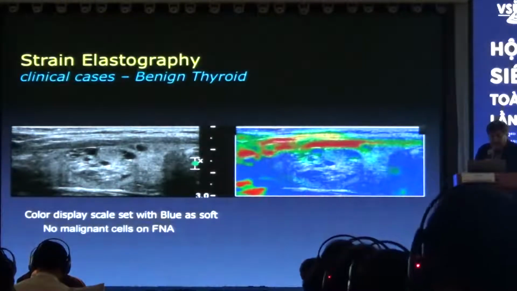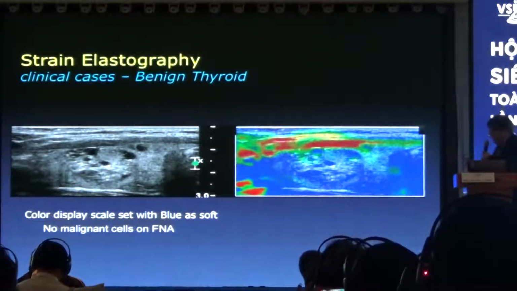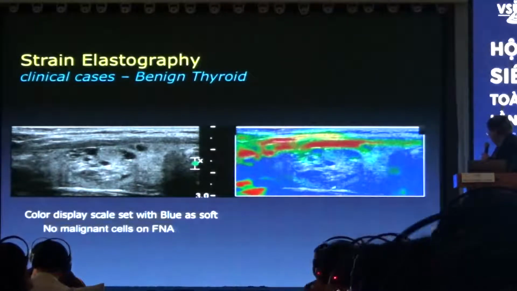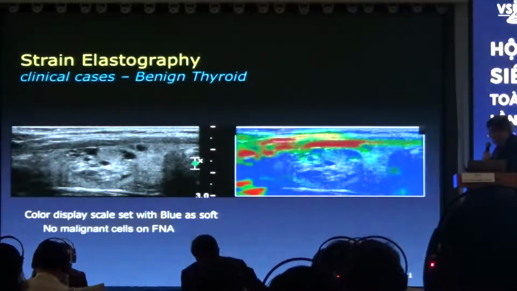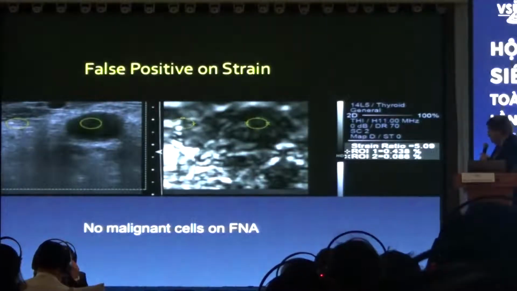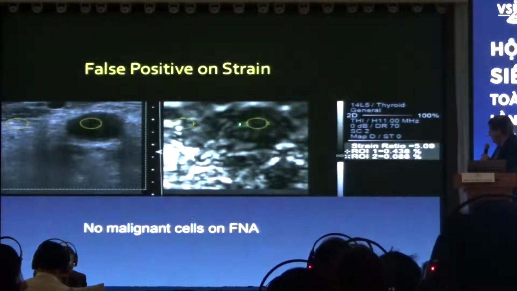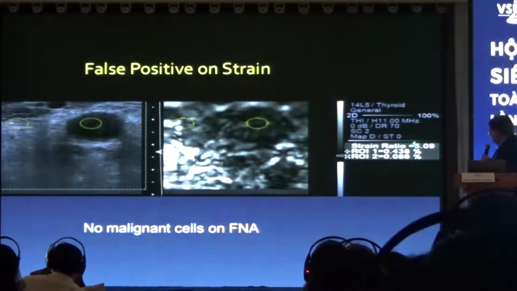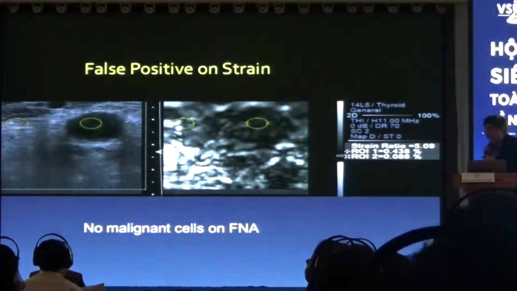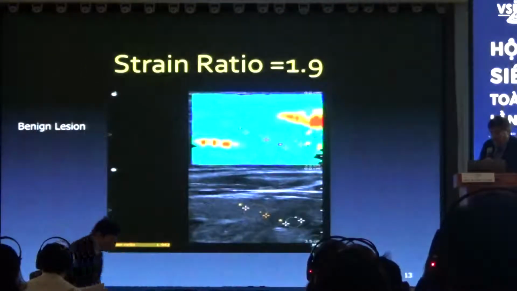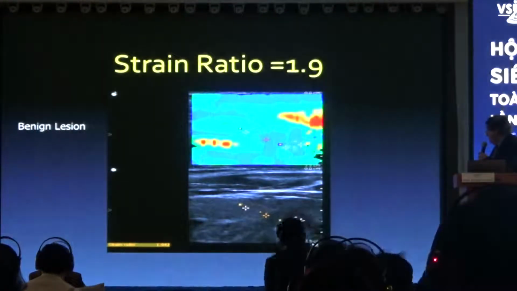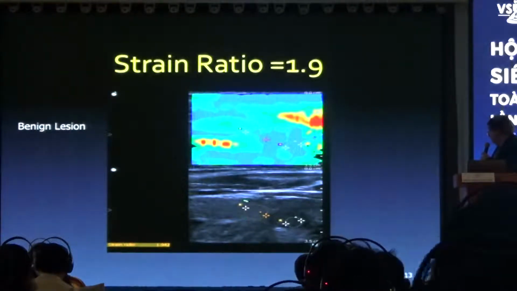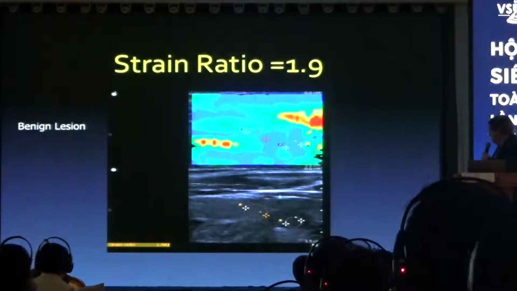So here's some examples. This is actually a strain image, and you can see that the lesion here, blue is soft, the lesion is relatively soft, and this is a benign lesion. Here I'm doing strain ratio, and I'm using black as stiff, and here you can see that the strain ratio was 5, which we would predict as being a malignant, but this was not malignant on biopsy. Benign lesion with a different vendor. Here's the lesion, and here's the normal glandular tissue. We get a ratio of 1.9, and this was a benign lesion.